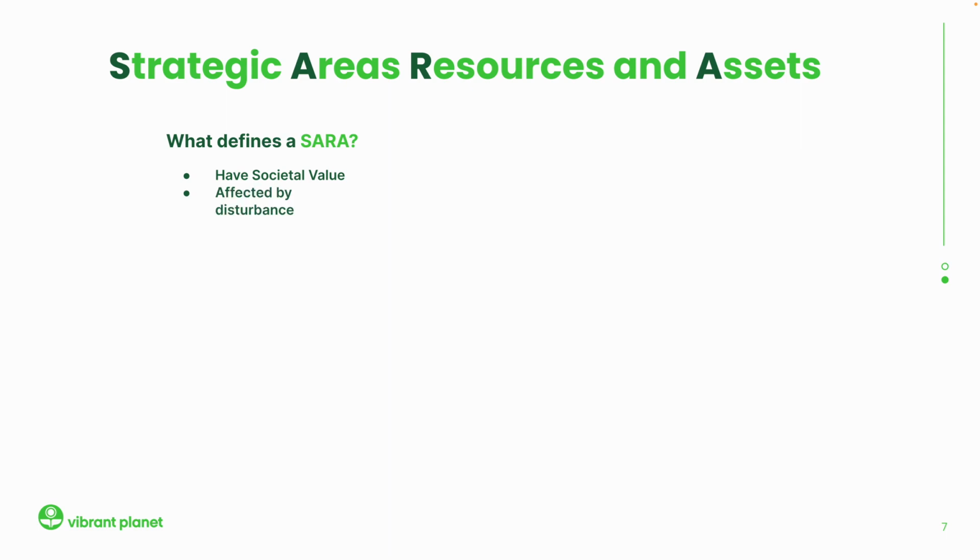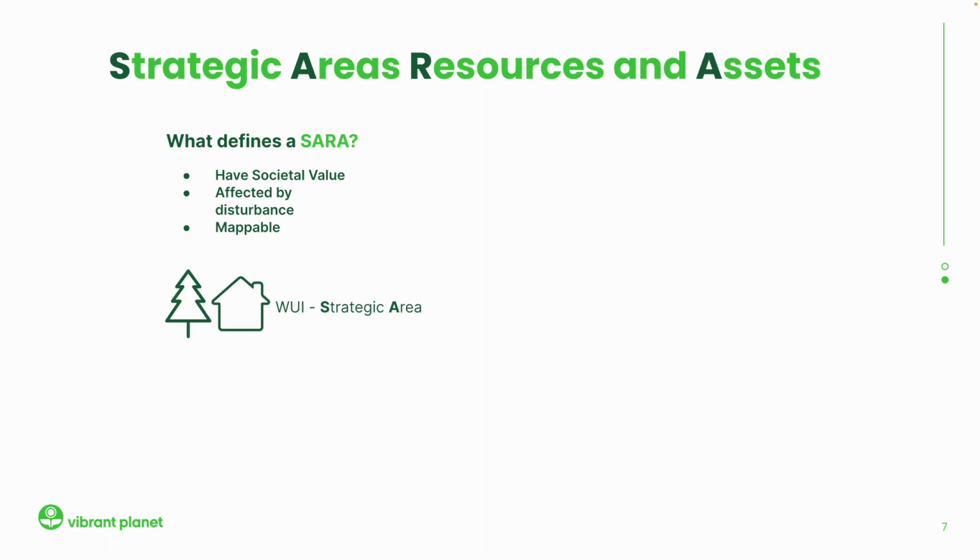Those SARAs also have to be able to be affected by disturbance. That's the whole point, right? We're trying to mitigate the risk of the hazard to those SARAs that have societal value. And of course, they have to be mappable. We have to know they exist in the real world, and then we can express that existence within Landtender. And we just saw that map just now.